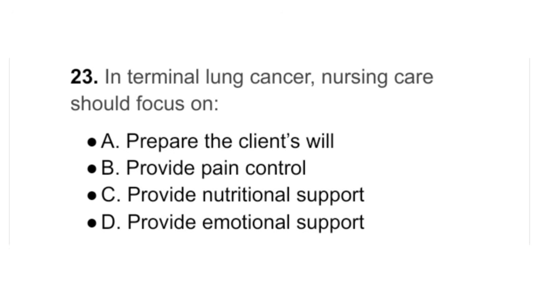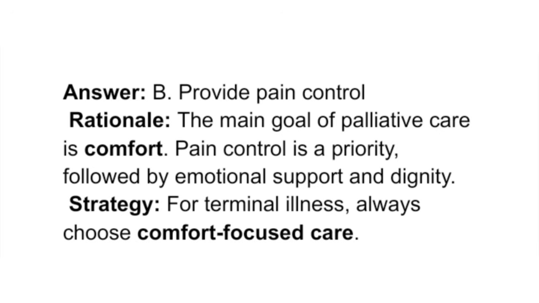Prepare the client's will. B. Provide pain control. C. Provide nutritional support. D. Provide emotional support. Answer, B. Provide pain control. Rationale: the main goal of palliative care is comfort. Pain control is a priority, followed by emotional support and dignity. Strategy: for terminal illness, always choose comfort-focused care.